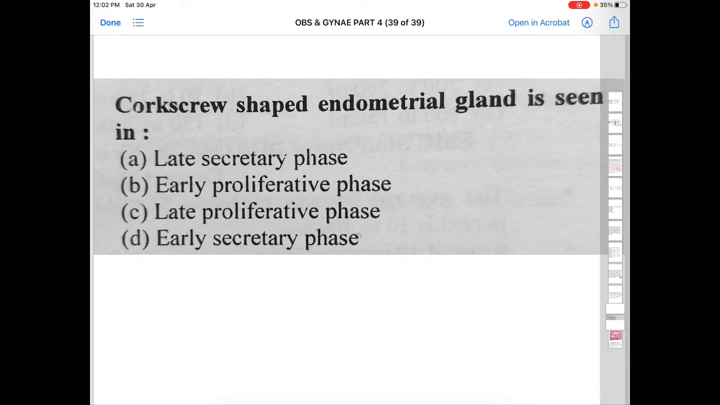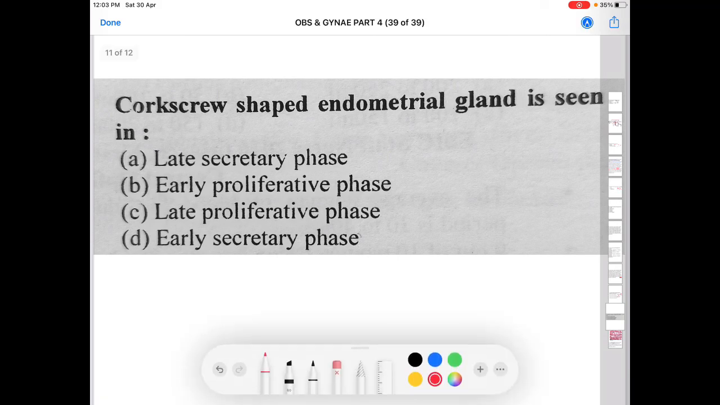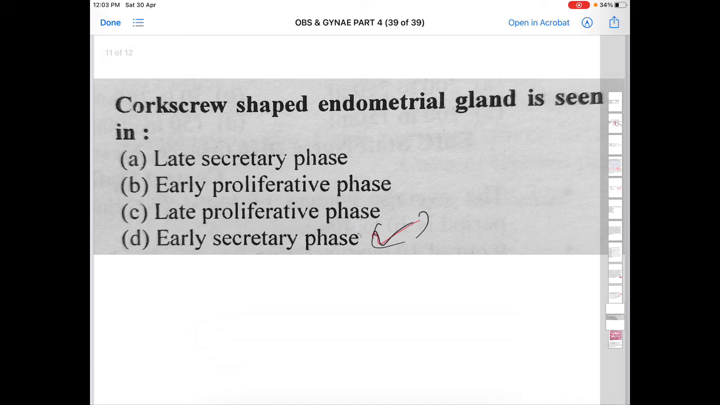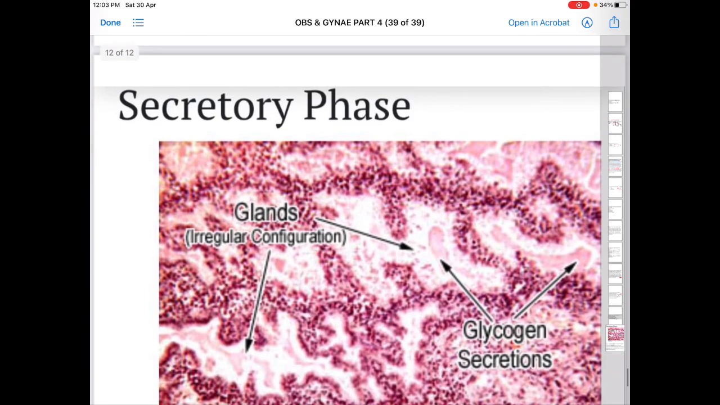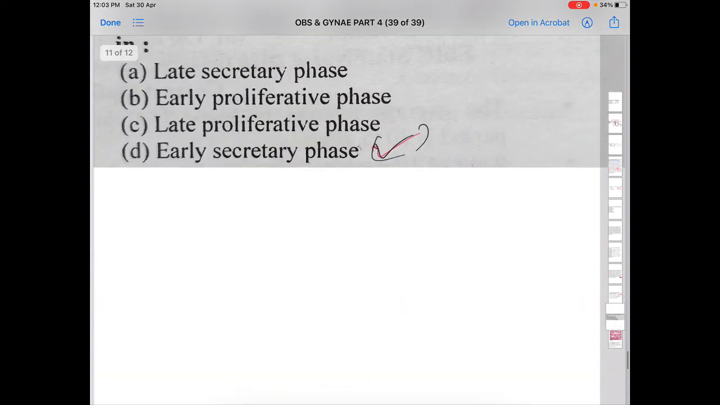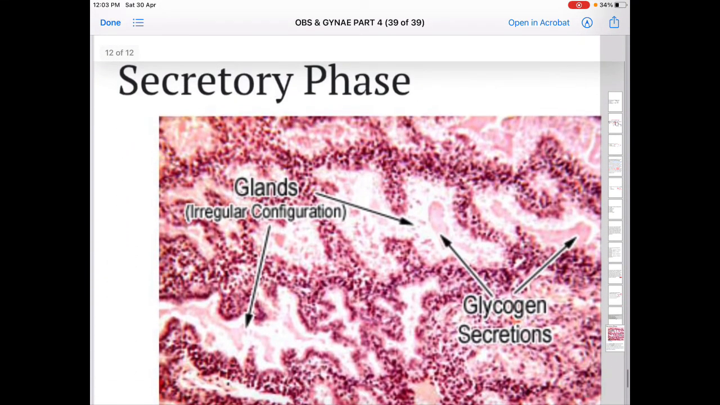Next question. Corkscrew shaped endometrial gland is seen in option A, late secretory phase, B, early proliferative phase, C, late proliferative phase, D, early secretory phase. The corkscrew endometrial gland is seen in the early secretory phase. During the various phases of the menstrual cycle, the shape of the endometrial gland is corkscrew shaped during the early secretory phase. This image is not clear.